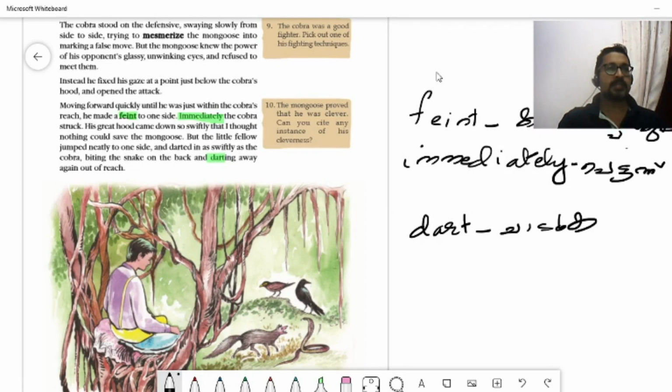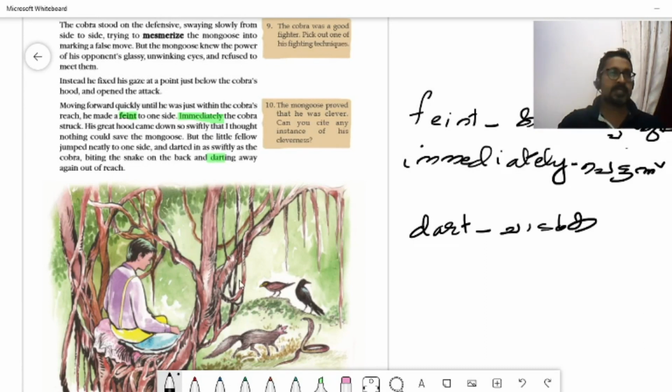What did the mongoose do then? Mongoose fought back in the same way as the cobra did. കോബ്ര എങ്ങനെയാണോ അറ്റാക്ക് ചെയ്തത് അതേ രീതിയിൽ മംഗൂസ് എന്ത് ചെയ്തു, തിരിച്ച് അടിച്ചു. ആൻഡ് ഹി എസ്കേപ്ഡ്. ഹി മൂവ്ഡ് അവേ ആഫ്റ്റർ അറ്റാക്കിംഗ് ദ കോബ്ര. മംഗൂസ് മൂവ് ടു എ സേഫ് ഡിസ്റ്റൻസ്. മംഗൂസ് എന്ത് ചെയ്ത് ഒരു സുരക്ഷിതമായ അകലത്തിലേക്ക് നീങ്ങി.